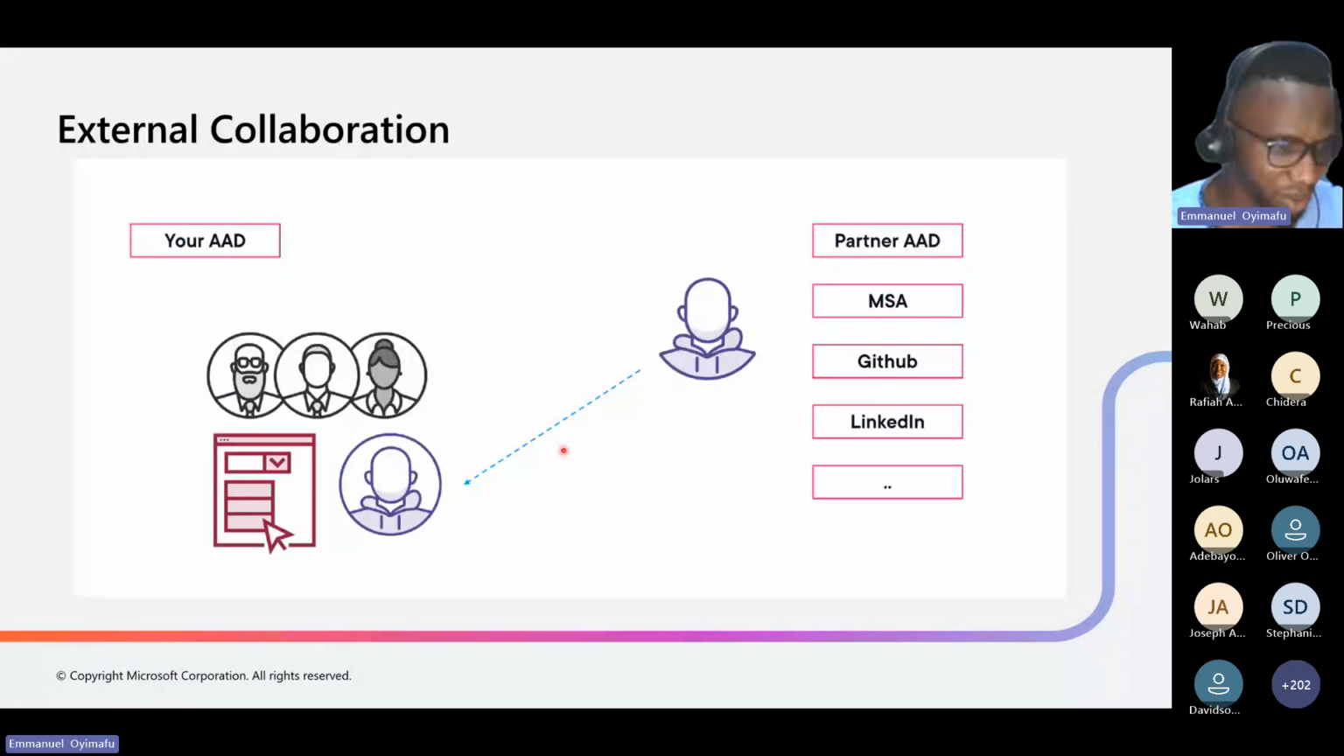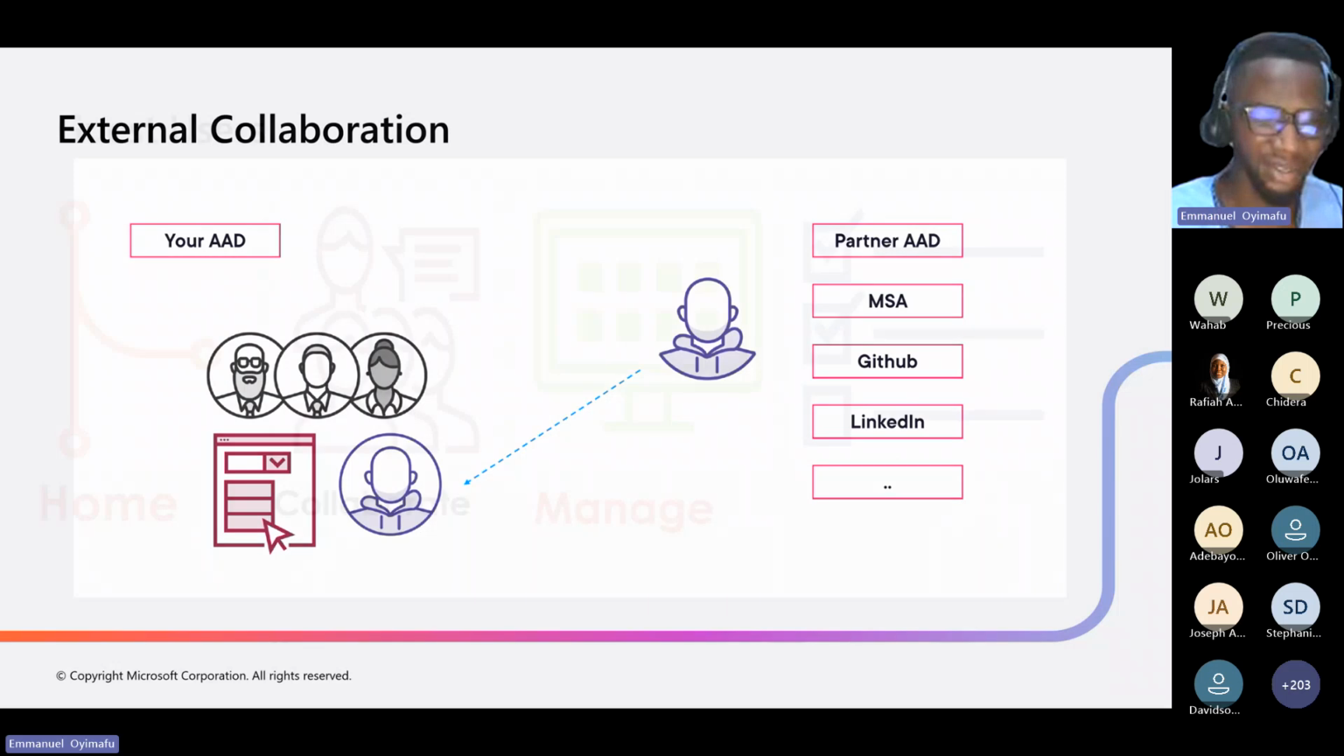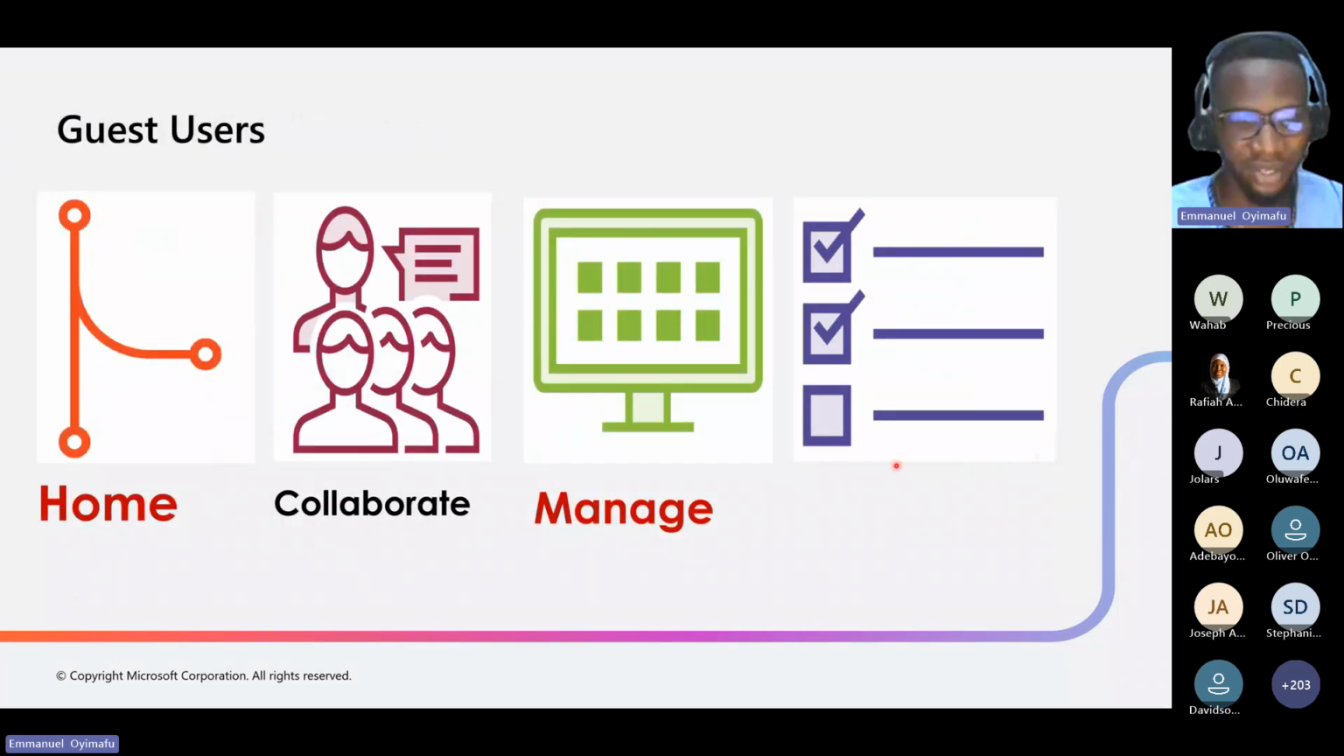So for external collaboration now, within your Active Directory, you can collaborate with partners. Maybe you have partners, people that are working with you in another environment. You can collaborate with people with Microsoft accounts, just Microsoft accounts alone. You can collaborate with people on GitHub. You can collaborate with people on LinkedIn. So for guest users, you can collaborate, you can manage.